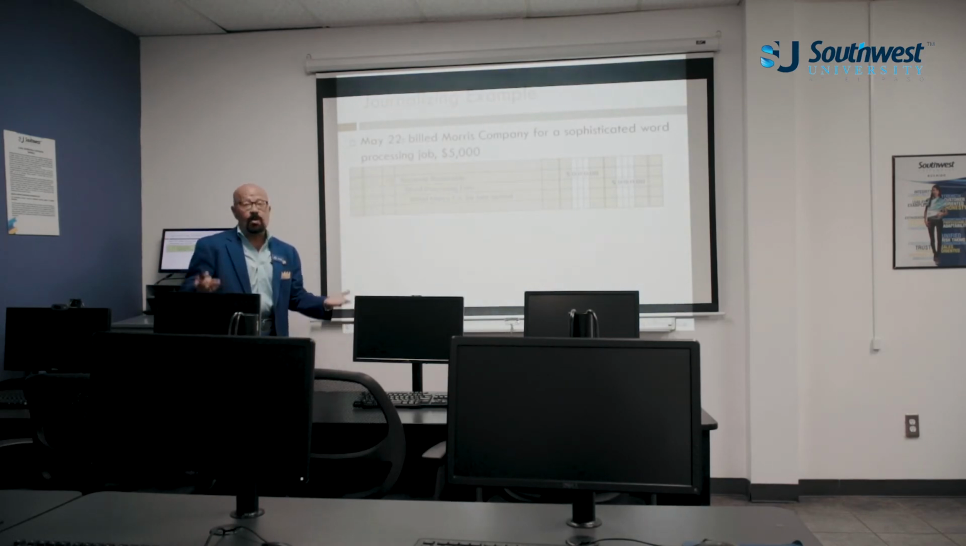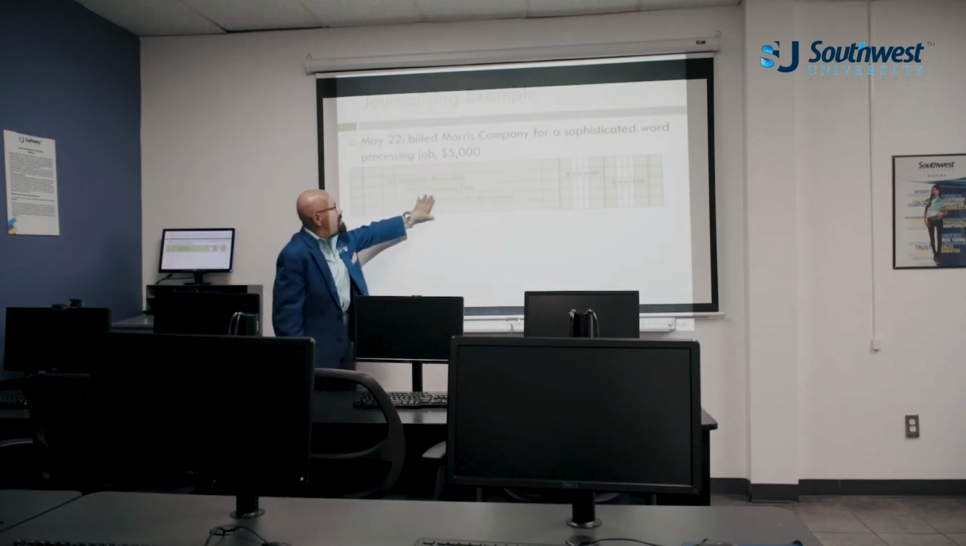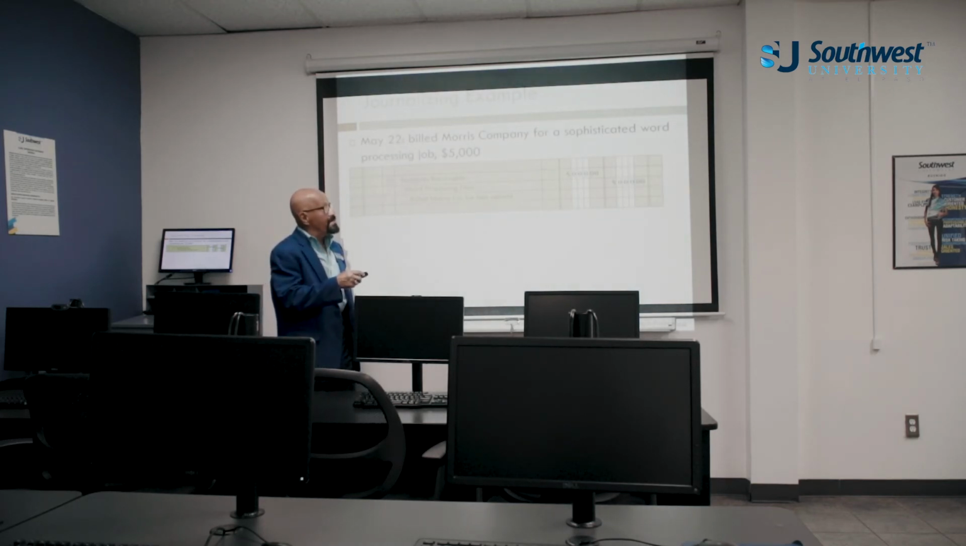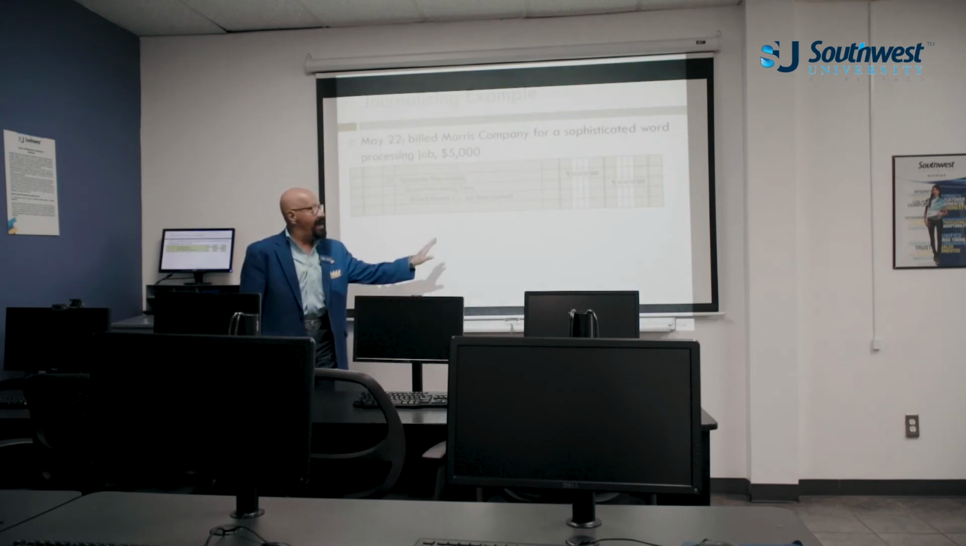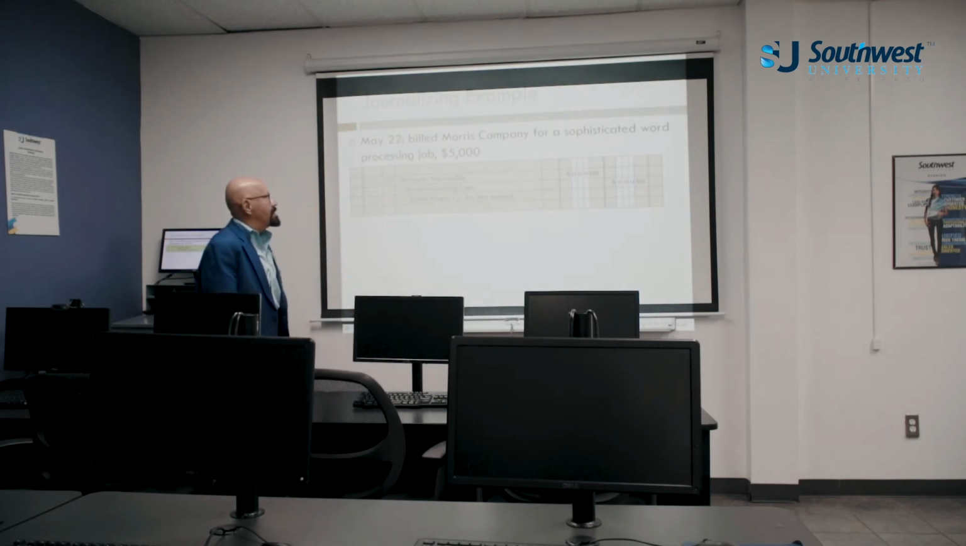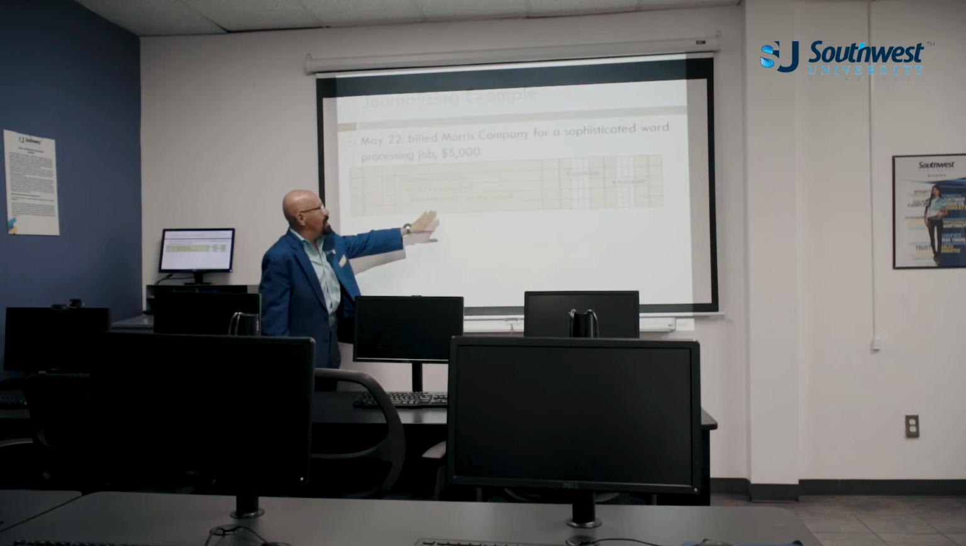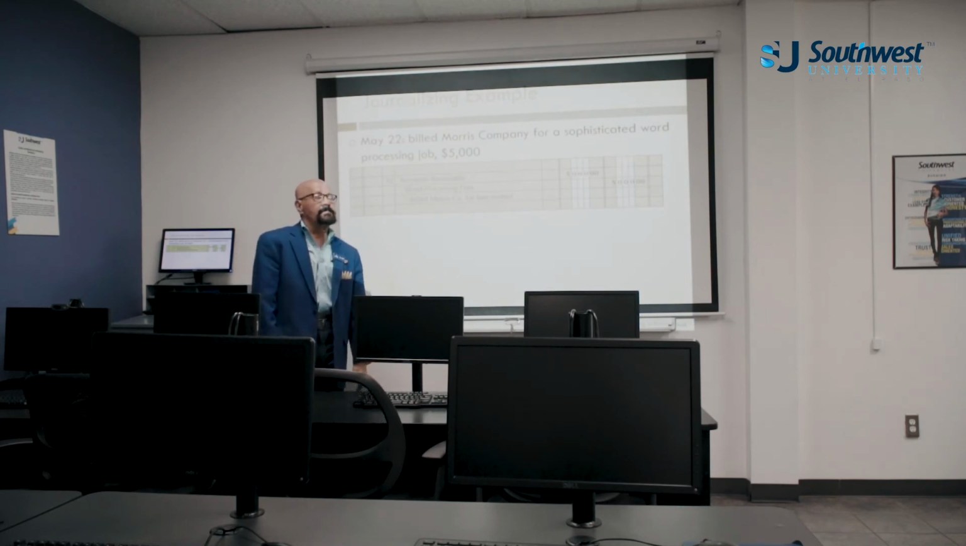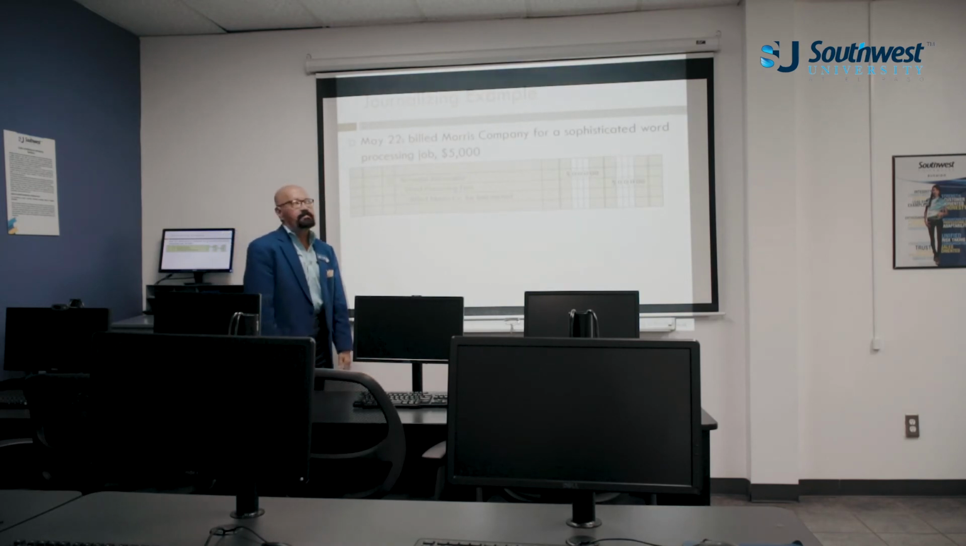Okay? Now, she did a sophisticated word processing job, so that's fees or services. We know that's revenue. So word processing fees are revenue. How do we make revenue go up? We credit. So we're going to put a credit of $5,000. We balance. The accounts are right. Then we put Bill Morris Company for fees earned. This Morris Company may be a big company. And she gave them terms. Maybe pay me in 10 days.